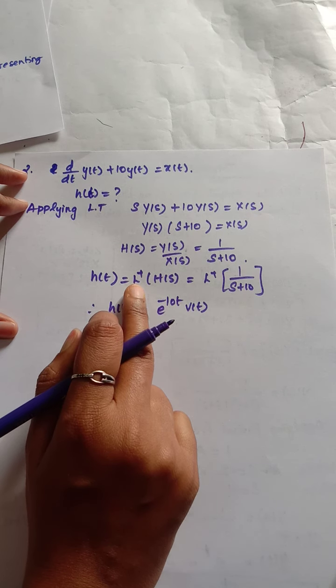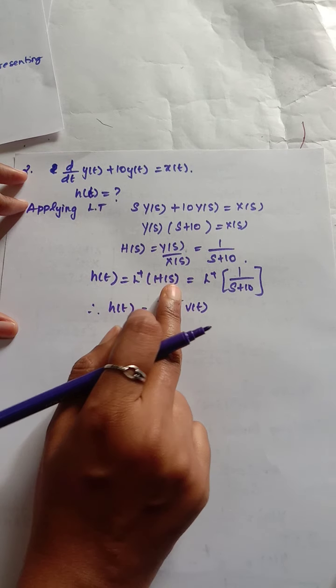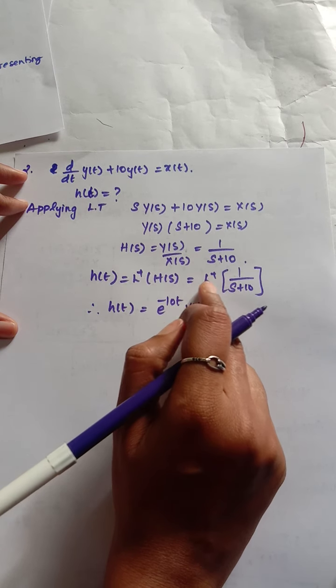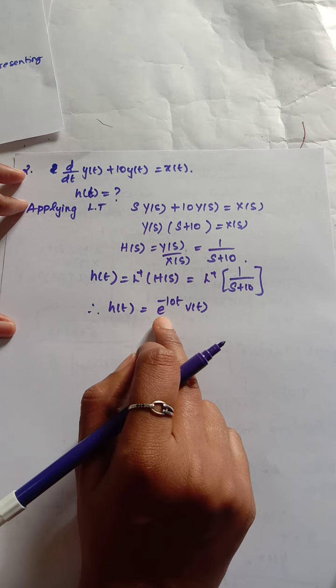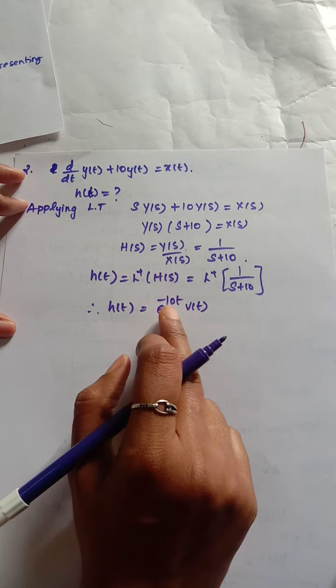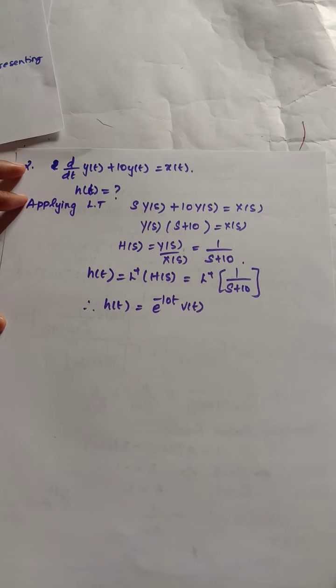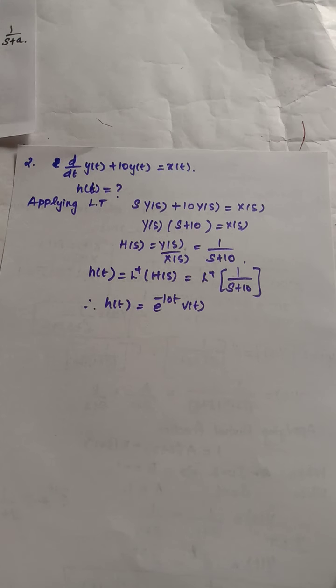You need to find h of t. h of t is obtained by taking the inverse Laplace transform of H(s), which is L inverse of 1 by s plus 10. You know this formula, the e power minus at formula. So e power minus 10t into u of t. This is the procedure to find the impulse response of the system, h of t.